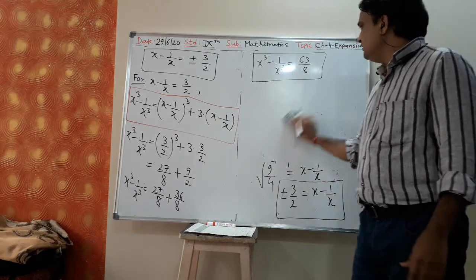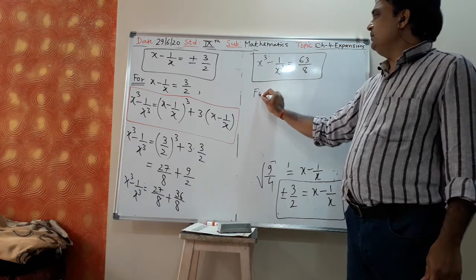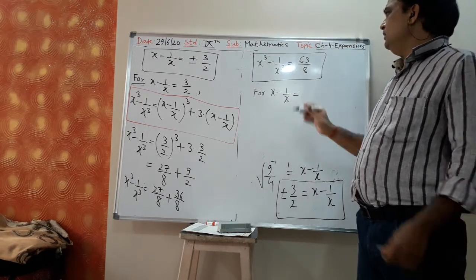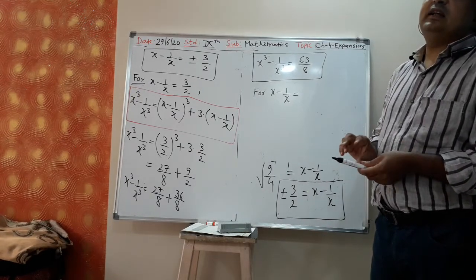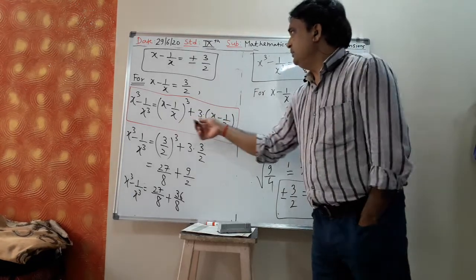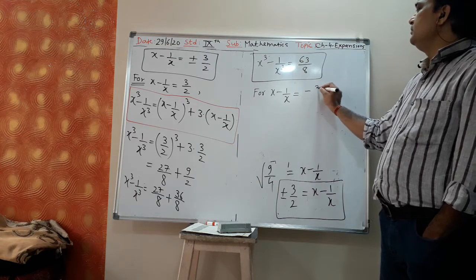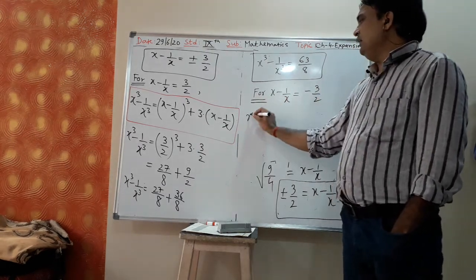Similarly, I will take minus 3 by 2 and do the calculation. For x minus, no, directly don't put. If there is one term, then you can put plus minus directly. But there are two terms, so plus minus 3 will not work directly. So x minus 1 upon x is minus 3 by 2. Now for the negative value, again I will find x cube.